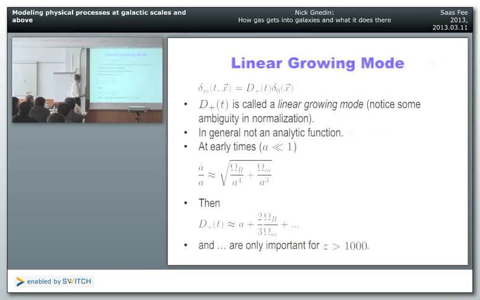So in general, it's not an analytical function of time for general lambda CDM cosmology. At very early times, when the scale factor is much less than 1, the expansion rate is dominated by matter and radiation. For this type of expansion, you can solve this analytically, and it's equal to the scale factor plus some constant term, which depends on the ratio of matter and radiation. There is another very long expression that's only important at very high redshifts, which are not the subject of our discussion this week.